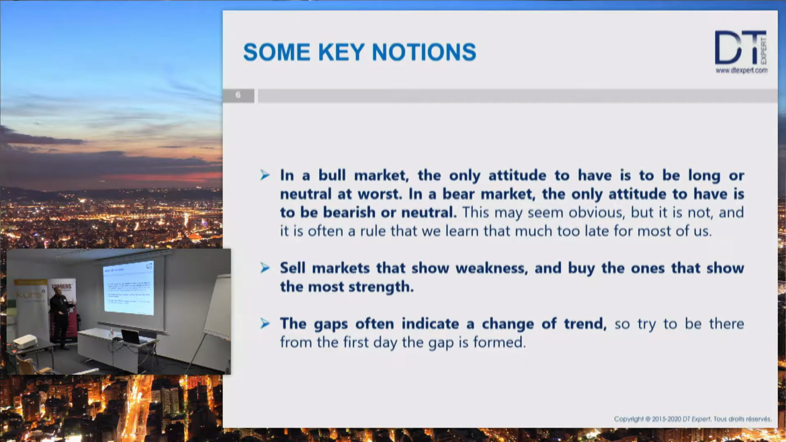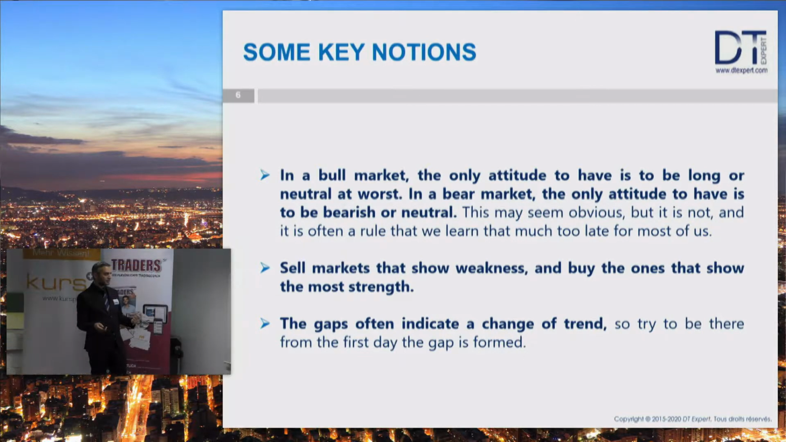Okay, one thing that might be obvious, but remember, in a bull market, the only attitude to have is to be long or neutral at worst. In a bear market, the only attitude to have is to be bearish. Why do I say that? Because I have lots of clients or people coming to me and saying, okay, it's going up, it's going up, it's going up. I want to short the top, I want to short the top, and it's the best way to lose money, okay? Better be in the trend, wait maybe for a more clear configuration to say, okay, now maybe we're entering a bear market, but never try this kind of thing because it's the best way to lose money. Sell markets that show weaknesses and buy the ones that show the most trend.